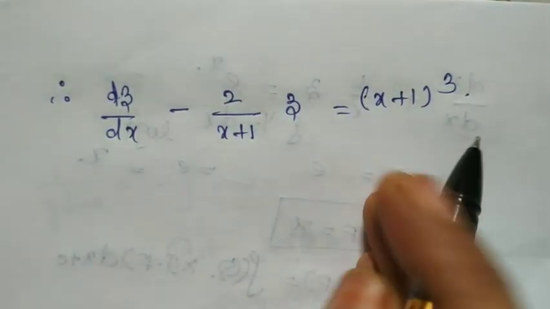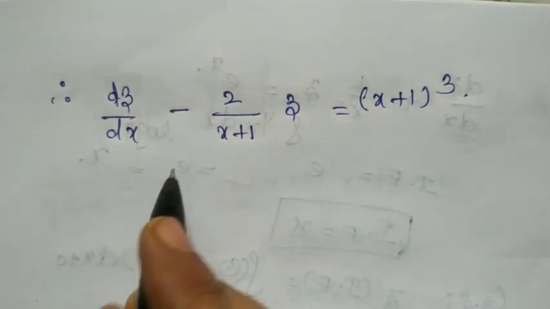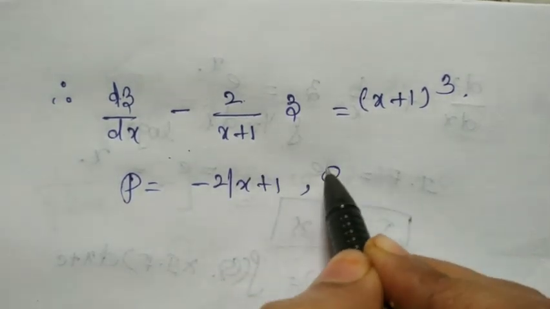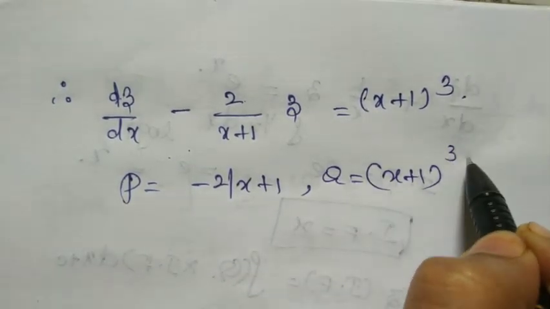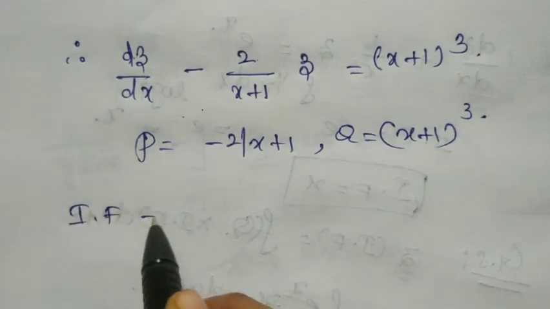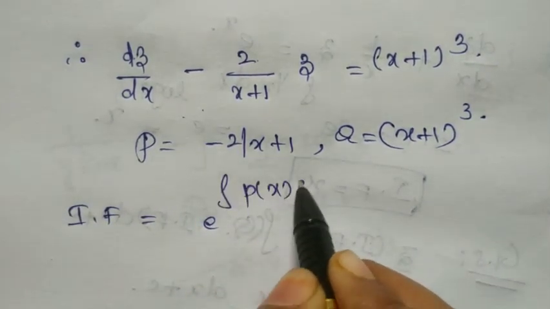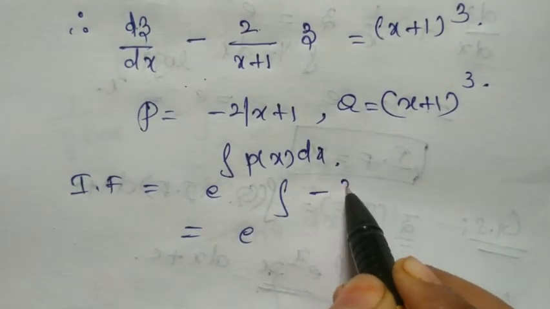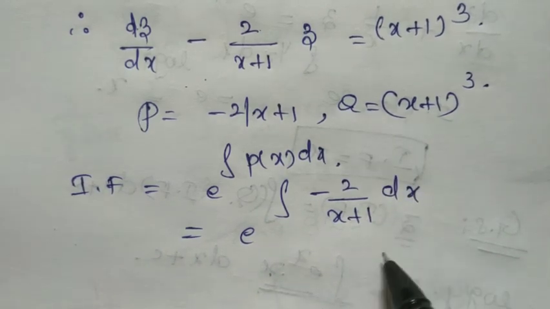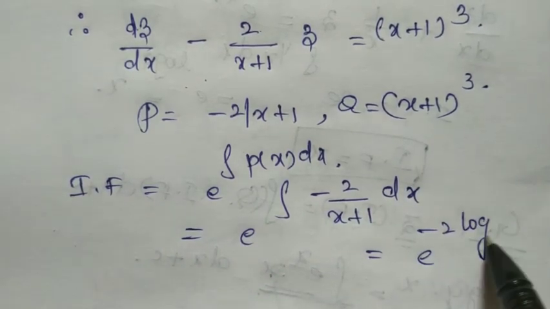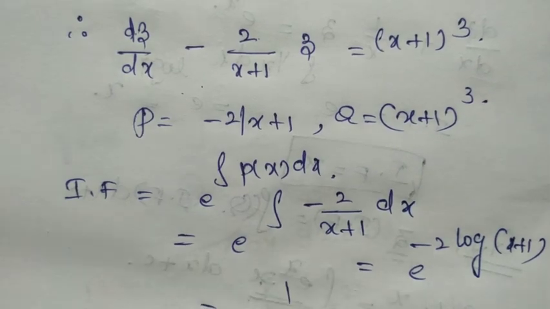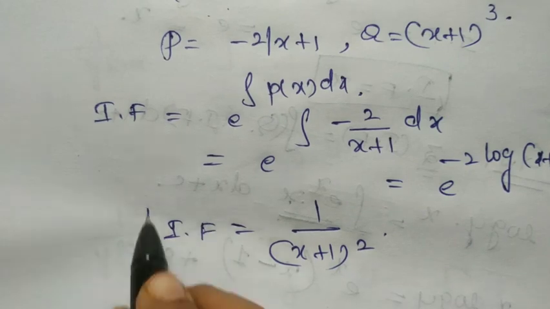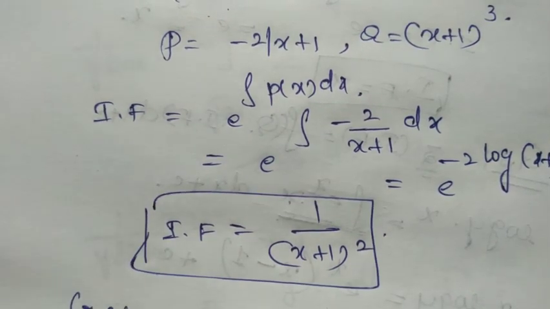So this is in the form of a linear differential equation, where P = −2/(x+1) and Q = (x+1)³. Coming to the integrating factor, it is e to the power of the integral of P dx, which is e to the power of the integral of −2/(x+1) dx. So e to the power of −2 log(x+1), that is 1/(x+1)². This is the integrating factor.